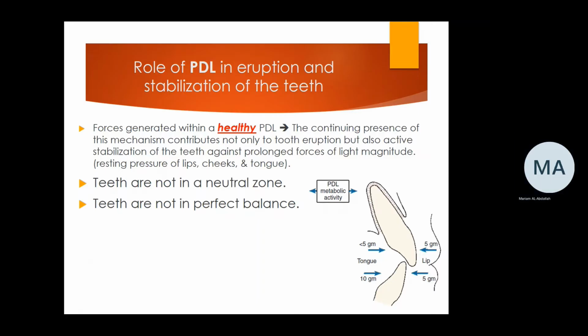As you can see, forces generated within a healthy periodontium will contribute not only to tooth eruption, but also to active stabilization of teeth against prolonged forces from the resting pressure of lips, cheeks, and tongue. Teeth are not in a neutral zone, they are in the equilibrium zone, and they are not in perfect balance. Any disturbance of these forces will cause tooth movement. So in patients with a compromised periodontium, one of the consequences is drifting and physiologic movement of teeth due to the disturbance of this equilibrium zone.